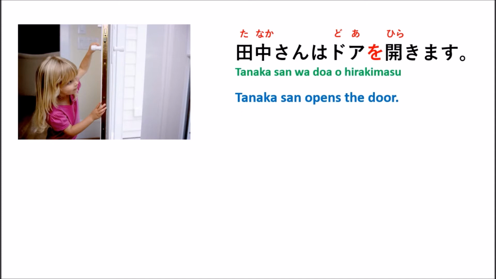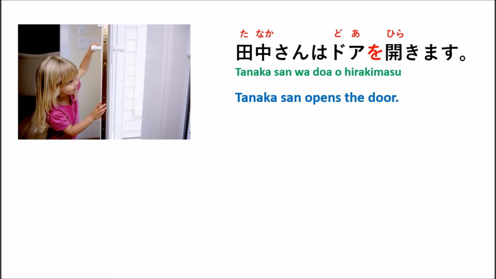So in this case, can we use ga, like Tanaka-san wa door ga hirakimasu? We cannot say like this. We use o when anybody makes an action. So in this case, Tanaka-san opened the door, so we can use o, but we cannot use ga, because Tanaka-san is the person that opened the door. So we cannot use ga. That is what you have to remember.